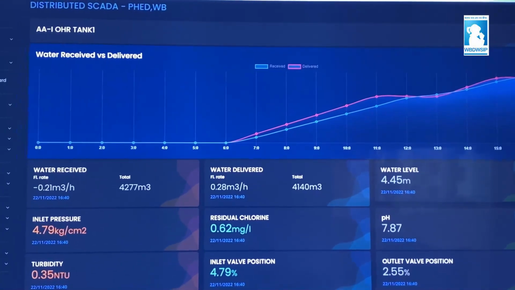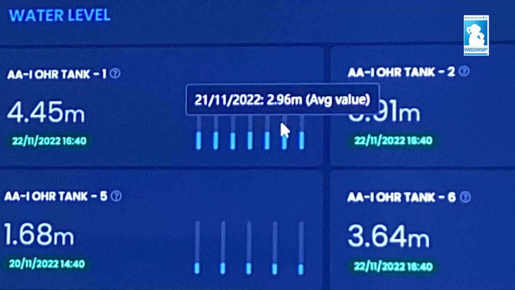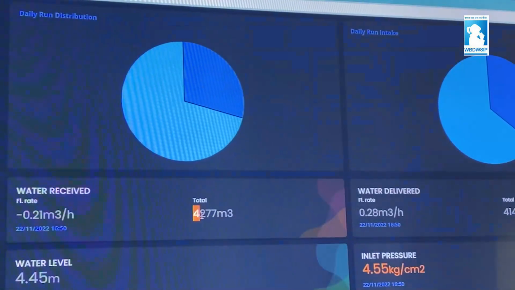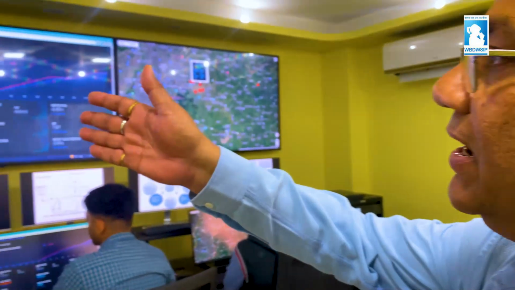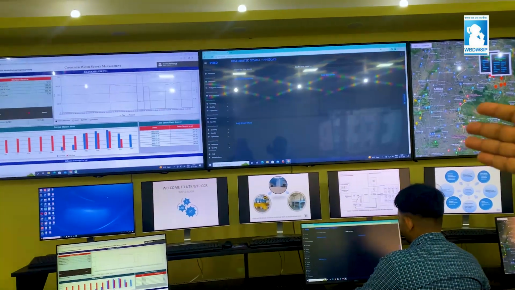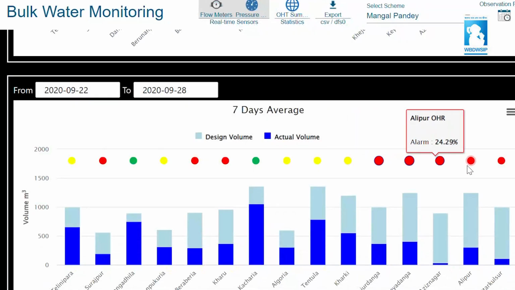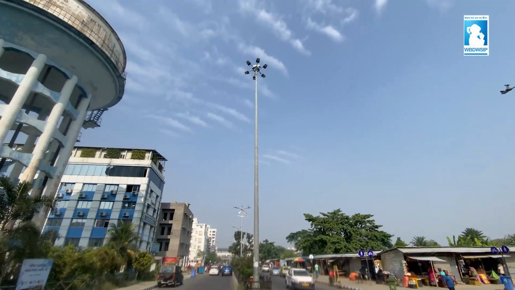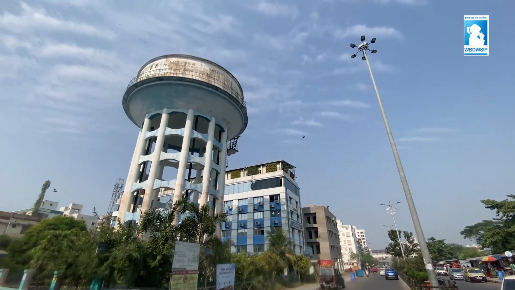data are collected. This data is shared for analyses and further shared for monitoring, decision-making and automatic control of pumps and valves. The overall performance is monitored at the Command and Control Center at PHED's headquarters in Kolkata.